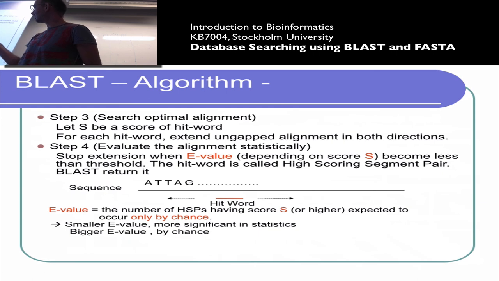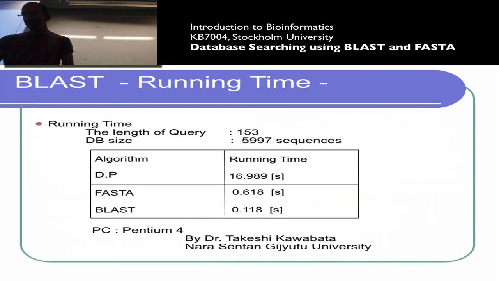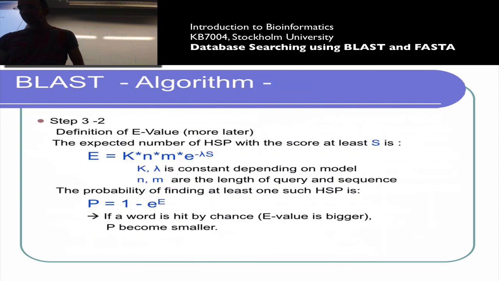So you define some cutoff here, and then you stop extending when you reach this cutoff. That means you have a good estimate of how likely it is that this is by chance. Well, this is the formula, I will get to that in the break. Actually, we can look at this formula for a second.